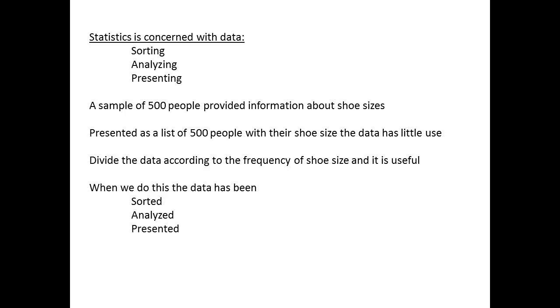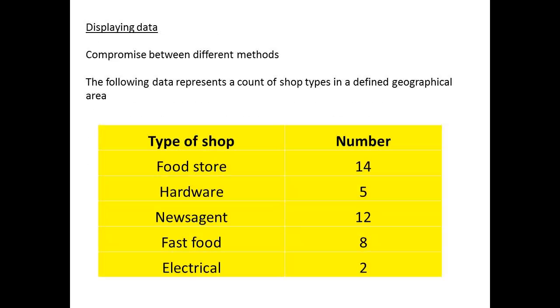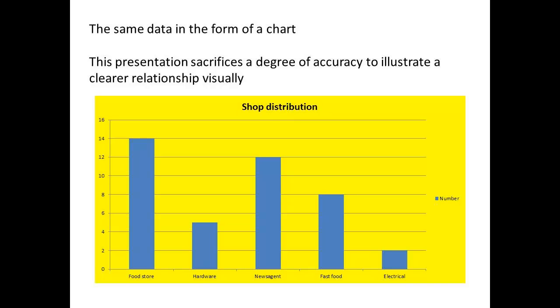Of course, we could sort by the names of the people according to the letter of the alphabet their name began with, but it is not likely that this would be of particular use. The simplest method of displaying data is to group the data so that data is displayed as a table. In this case, we are looking at the frequency of shop types in a particular area. We can present the same data in a bar chart, which gives us a different visual picture. These charts make it easier to get a picture of the relationships, but they also sacrifice a degree of accuracy when we do this.